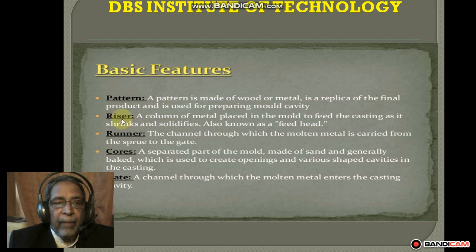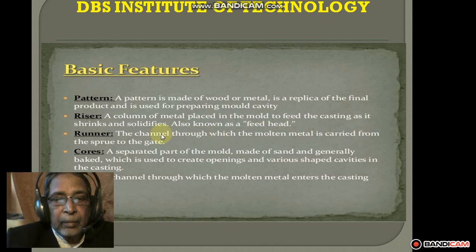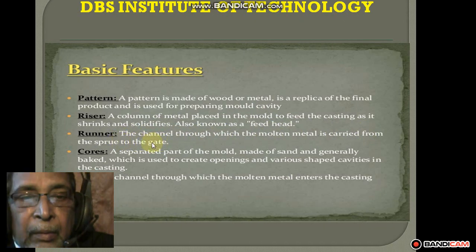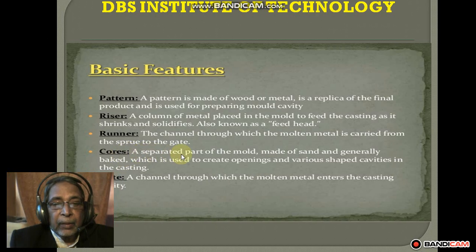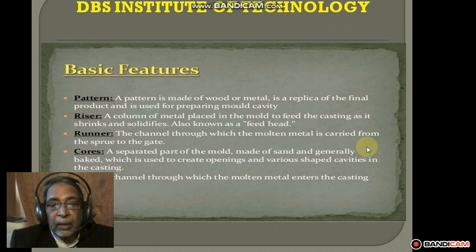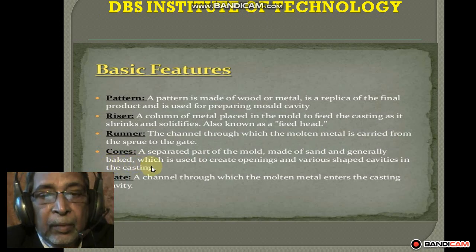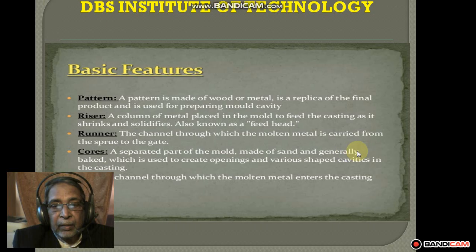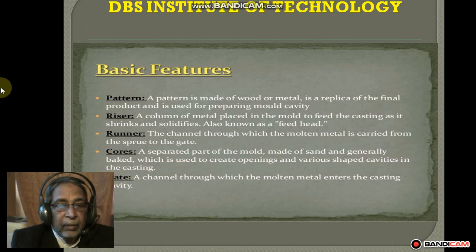The riser, a column of metal placed in the mold to feed the casting as it shrinks and solidifies. It's also known as feed head. The runner, the channel through which the molten metal is carried from the sprue to the gate. Core, a separate part of the mold made of sand and generally baked. It is used to create openings and various shapes and cavities in the castings. Then gate, a channel through which the molten metal enters the casting cavity.